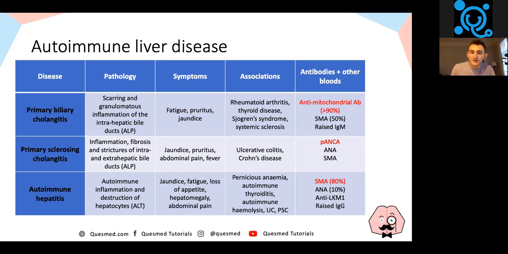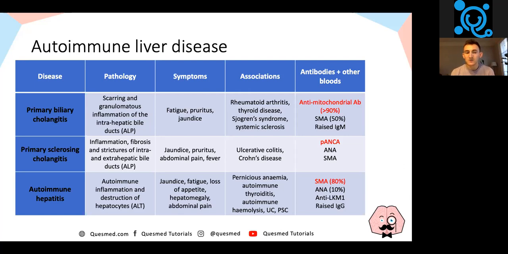And in primary sclerosing cholangitis, you can see lots of different antibodies positive. So you can see p-ANCA positivity or ANA positivity. And autoimmune hepatitis is an autoimmune inflammation and destruction of hepatocytes. So you see a rise in ALT more so than in ALP. And that again causes quite constitutional symptoms like fatigue, loss of appetite, but can also cause jaundice and hepatomegaly as well. And that's associated with autoimmune conditions as well, like autoimmune thyroiditis, pernicious anemia.